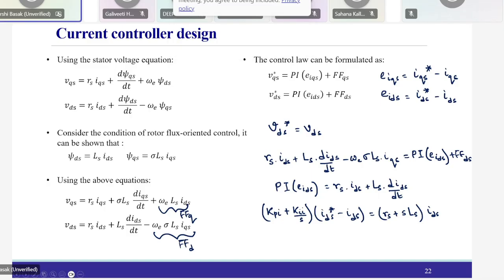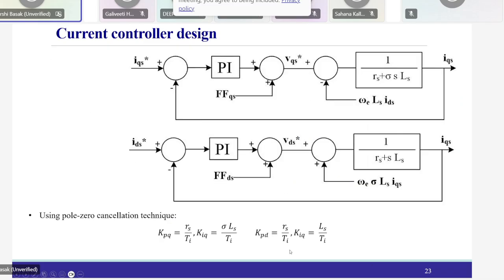Now, using this, we will try to do a pole zero cancellation, and you will come out with the expression corresponding to the D axis and the Q axis current controllers. If you try to adopt the same procedure for the Q axis, then you will find that this will be the current controller for the Q axis reference. So that will be the control technique.